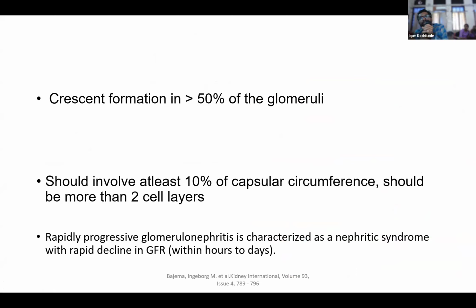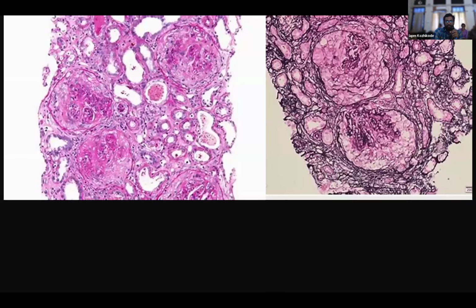We are going to call something a crescentic glomerulonephritis if more than 50% of the glomeruli are showing crescents in number. And to call something a crescent, at least 10% of the circumference should have proliferation and more than 2 cell layer thickness. When you have crescentic glomerulonephritis, clinically the patient would have what is called RPGN, rapidly proliferative glomerulonephritis. It means the patient will deteriorate within days or weeks. The patient would be on dialysis. So this is what you are going to see in crescentic glomerulonephritis, a lot of crescents.